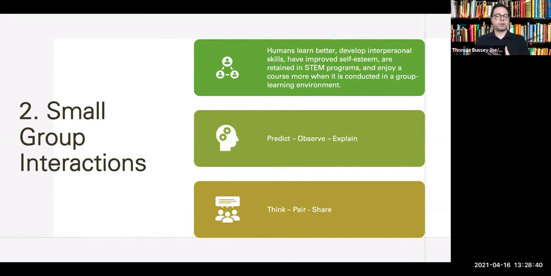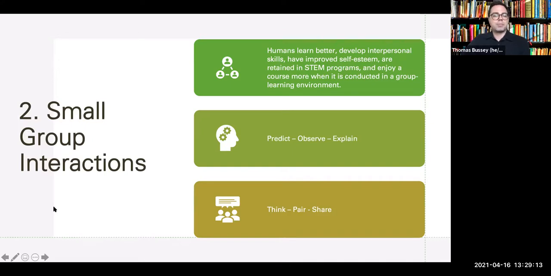And then the share part of this process is to share out with the whole class what their final understanding is. And this is where the instructor then can serve as more of a guide in the conversation to direct or redirect student conversations in a productive manner. These kinds of small group interactions have been shown to increase student learning gains. They develop interpersonal skills, they improve students' self-esteem and retention within STEM programs in particular, and they increase enjoyment in the course. So these kinds of small group interactions can be extremely valuable.